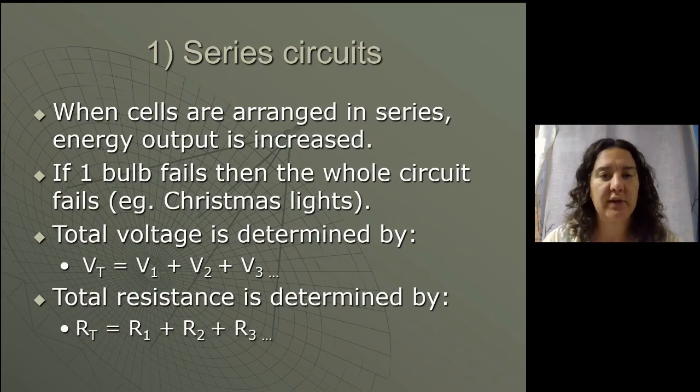So in a series circuit, where there's only one direction for electricity to flow, we calculate total voltage by just adding up all the different voltages of the cells together. And to calculate total resistance, we just simply add the resistance of all the components that could resist the flow of electricity in our circuit together.